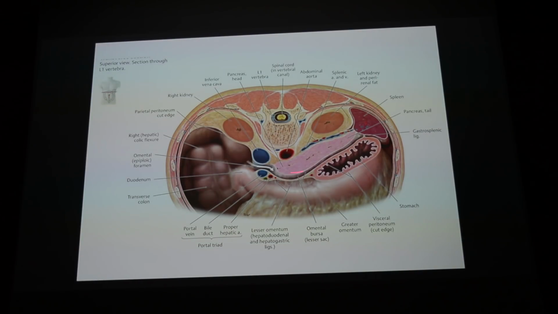Yes. This is my lesser sac. This is the epiploic foramen. This arrow is indicating it, and you are entering into this space. This space is also known as the omental bursa, lesser sac, stomach bed. The same structure has many names. Right?